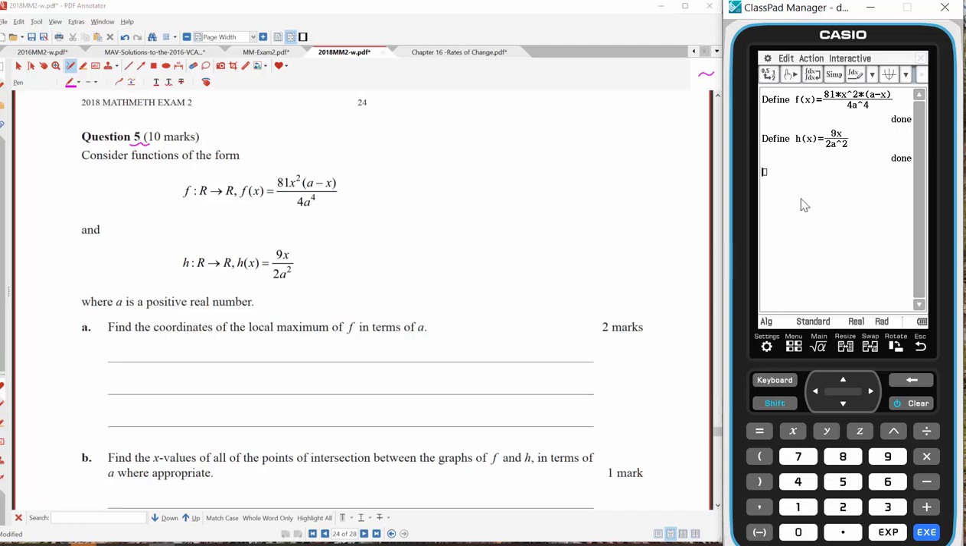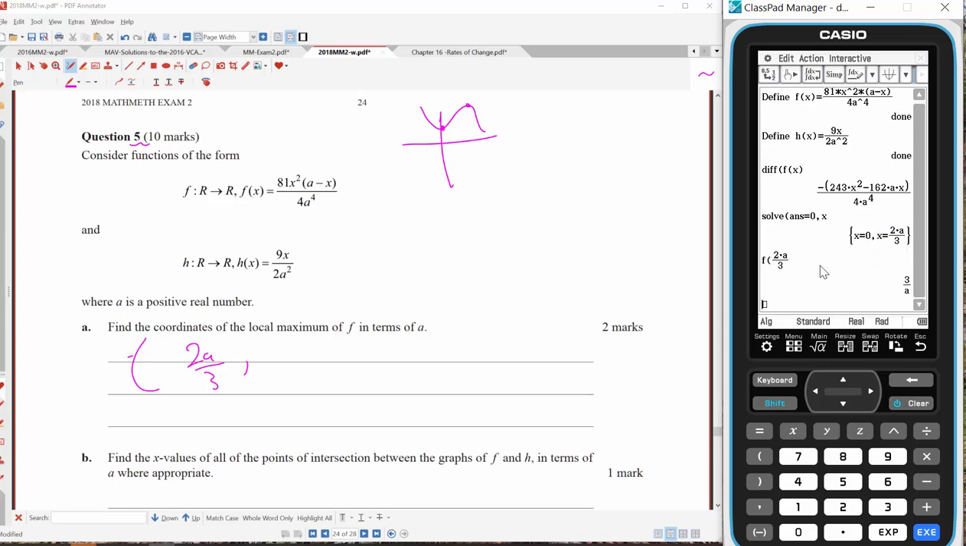So let's differentiate f of x and solve the derivative equals 0, so we want to find the stationary points. Stationary points occur in two places. Now this is a negative cubic, so negative cubics behave like that. So its min will be first, its max will be second. A is positive, so that means that is larger than that. So it's got to be at 2a on 3. Let's just do f of 2a on 3.